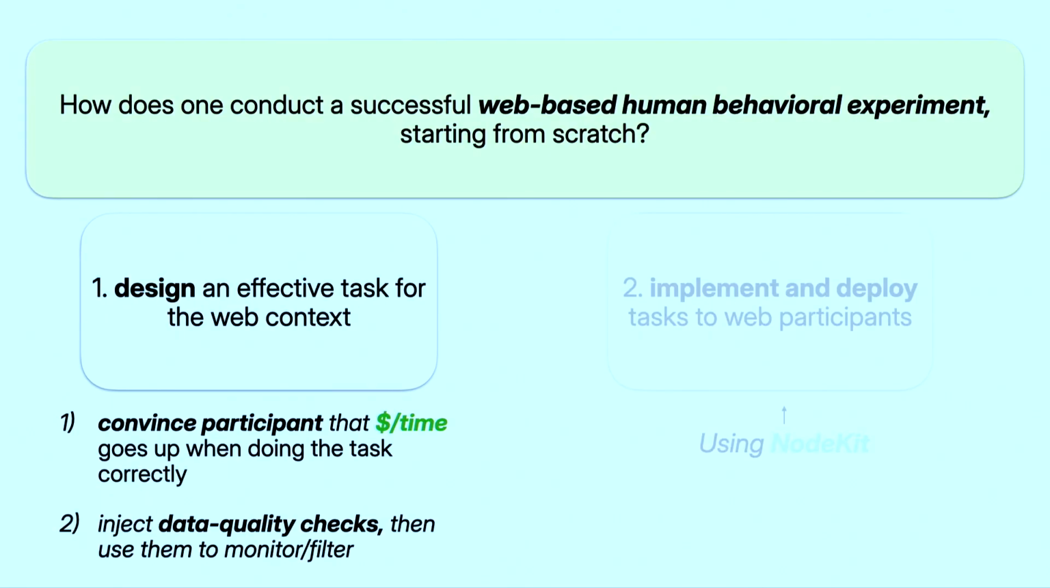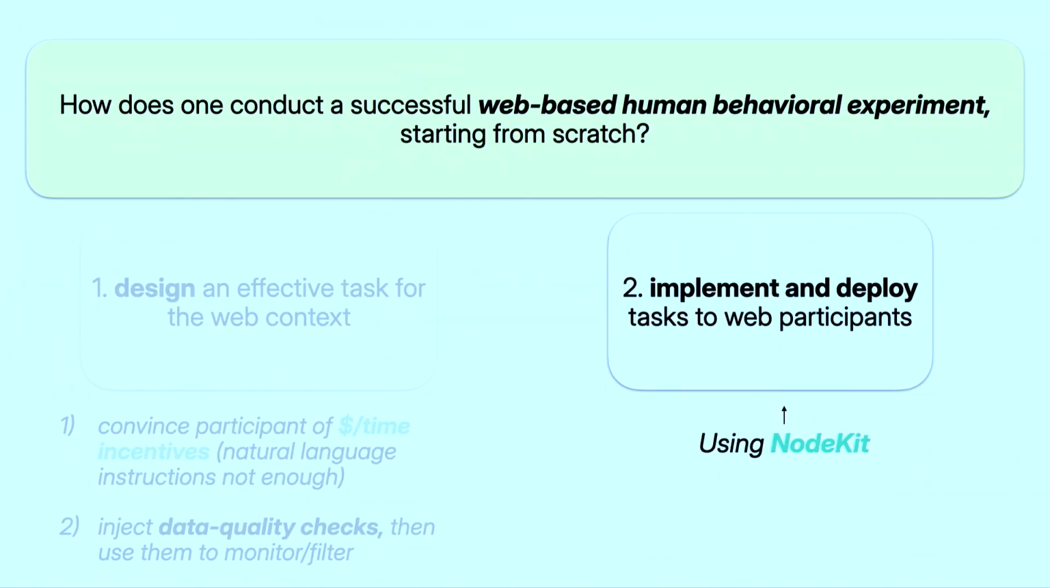Okay, so I'm also leaving off many other elements of task design which are really important, like randomization and achieving a representative population sample. I'm really focusing on what's unique about the web context. So I told you basically two things. So one, it's really important to convince people that doing the task correctly is going to actually pay off for them. And secondly, one should always inline data quality checks into their task and then use them to monitor and then perhaps filter out the data later.